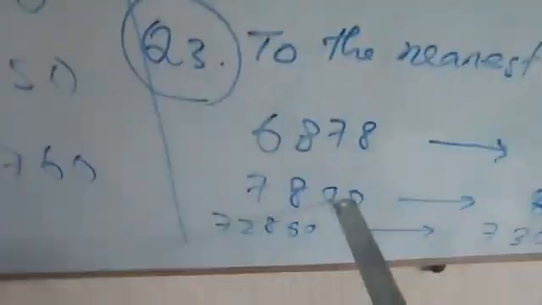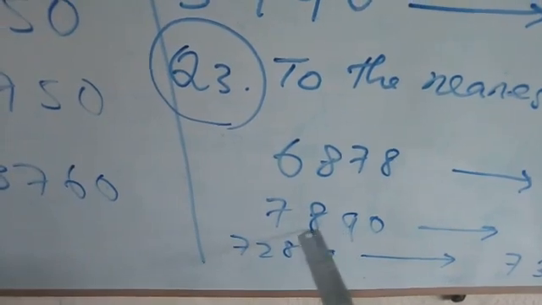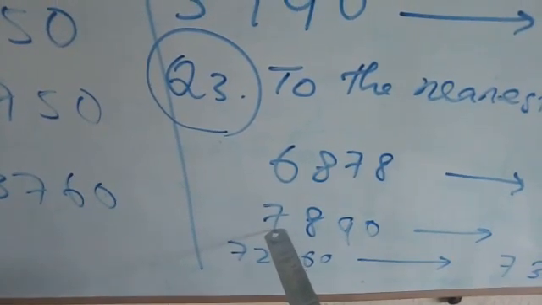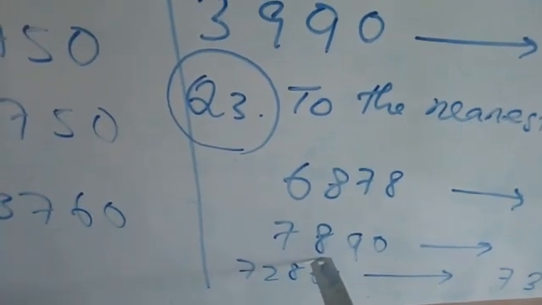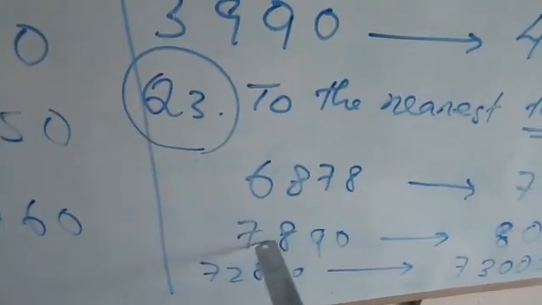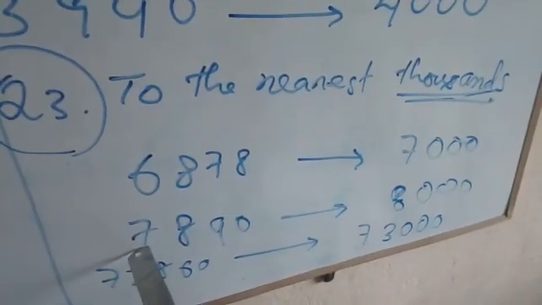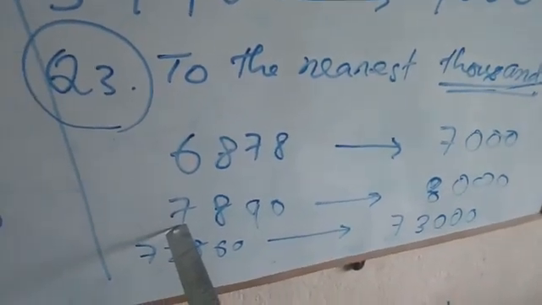Now when we go for the next number, 7890, 1's place, 10's, 100 and 1000. Okay, in the 1000 place you are going to round up this 7. So the next place is what? 8. 8 means it is more than 5. So add 1 to this number. We are getting 8. So all the rest of the places we will put 0. So it is rounded up to 8000.